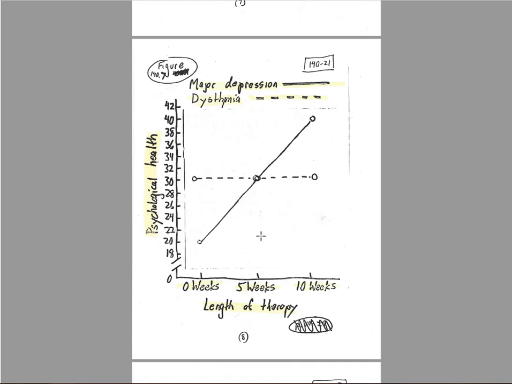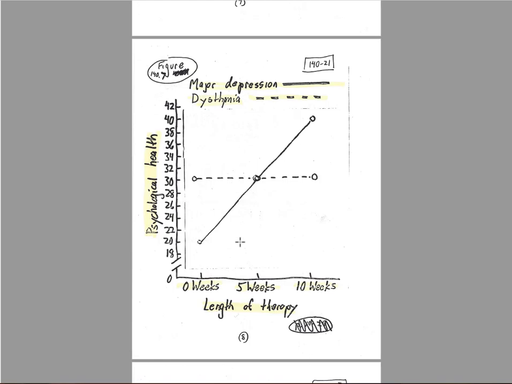For example, if I focus on the solid line, this is the people that suffer from major depression. Remember my legend up here. If I look at the results just for the people that suffered from major depression, the answer is yes. There is a relationship between length of therapy and psychological health. When I look at the people that suffer from major depression, if they don't get any weeks of therapy, their psychological health is low. If they get 5 weeks of therapy, psychological health is better. 10 weeks of therapy, psychological health is better still. So yeah, length of therapy has an effect on psychological health when I focus on people that suffer from major depression.